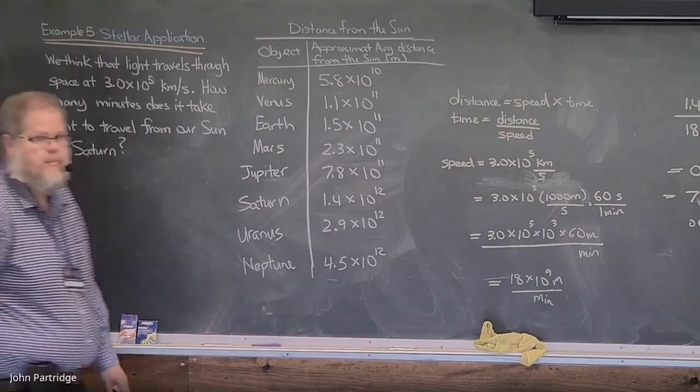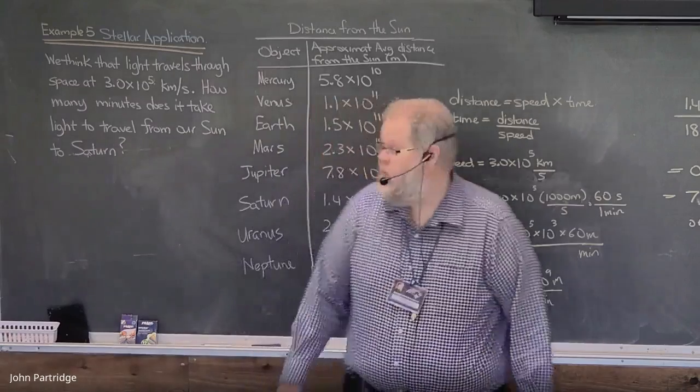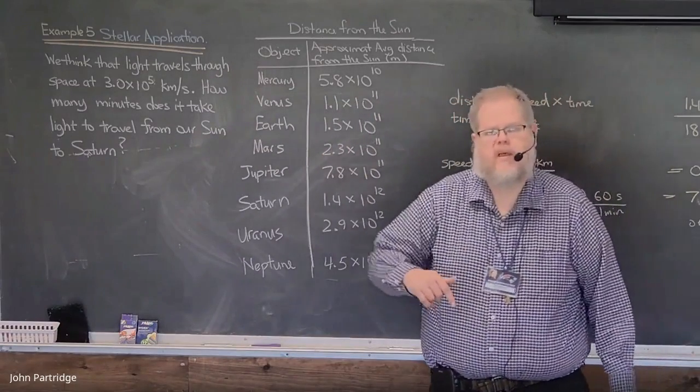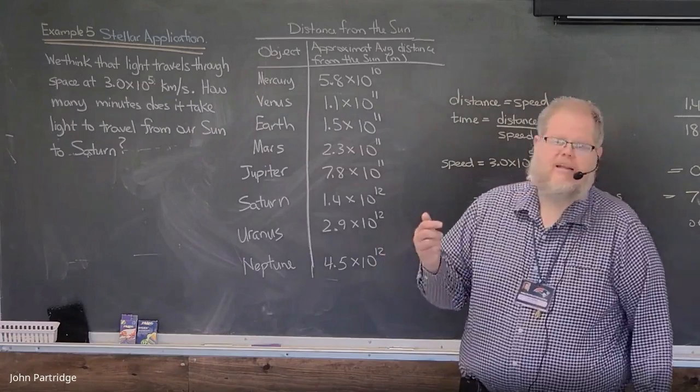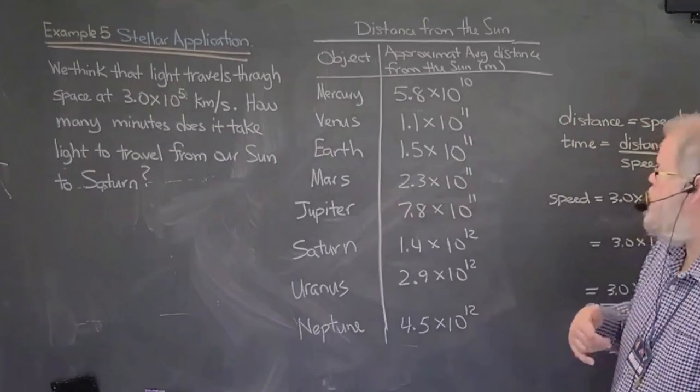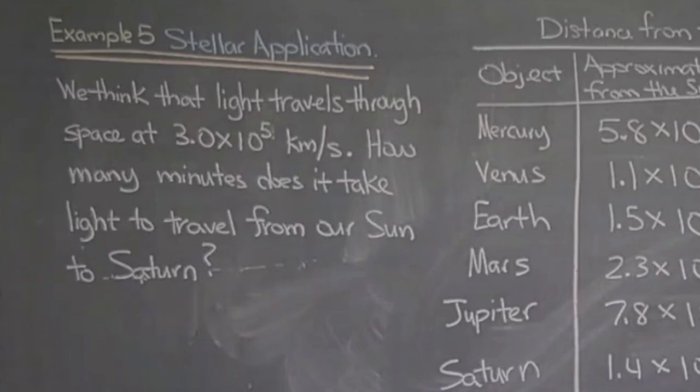So here's example problem 5. It's a stellar application. So let's read through the problem first, make sure we understand the problem, and let's make sure we understand what's being asked of us. We think that light travels through space at 3.0 times 10 to the 5th kilometers per second. There's a lot of evidence for that. How many minutes does it take light to travel from our sun to Saturn?